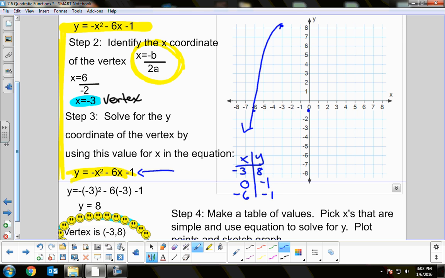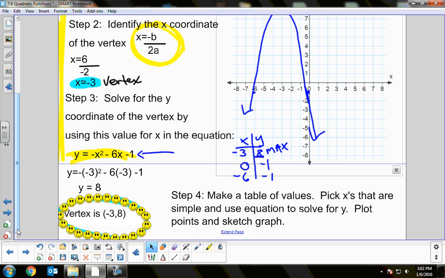I can sketch my parabola. Okay, this parabola has a maximum. And what's the maximum value? The maximum value that y gets is this 8 over here. Okay, this is the maximum. The maximum is the 8. Again, I could say the range is that y is less than or equal to 8.